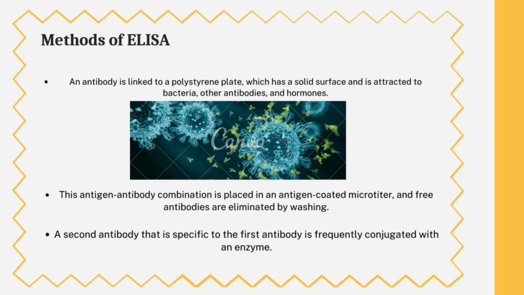After that, a second antibody that is specific to the first antibody is frequently conjugated or linked with an enzyme. Washing the plate removes any free enzyme-linked secondary antibodies. And finally, the substrate is added. This enzyme converts the substrate to a colored product that may be detected by spectrophotometry.